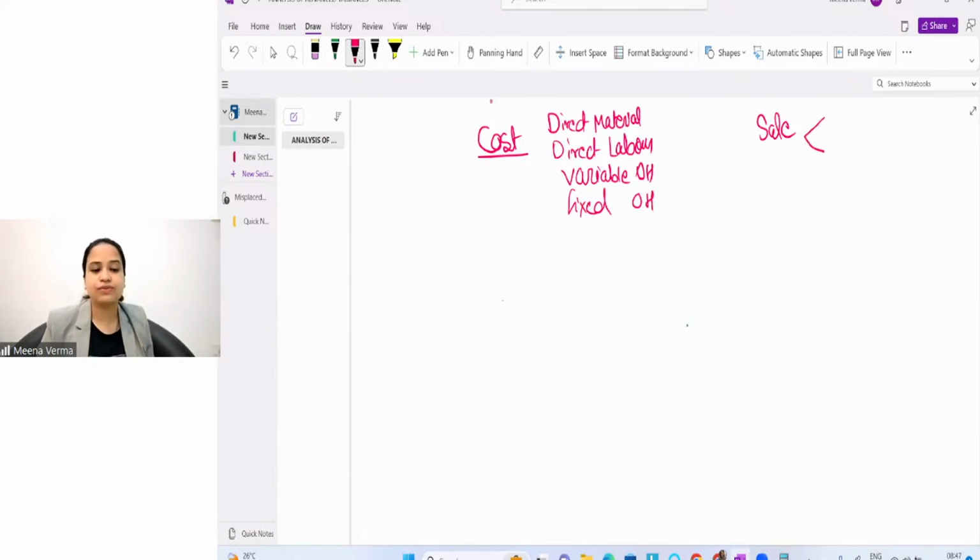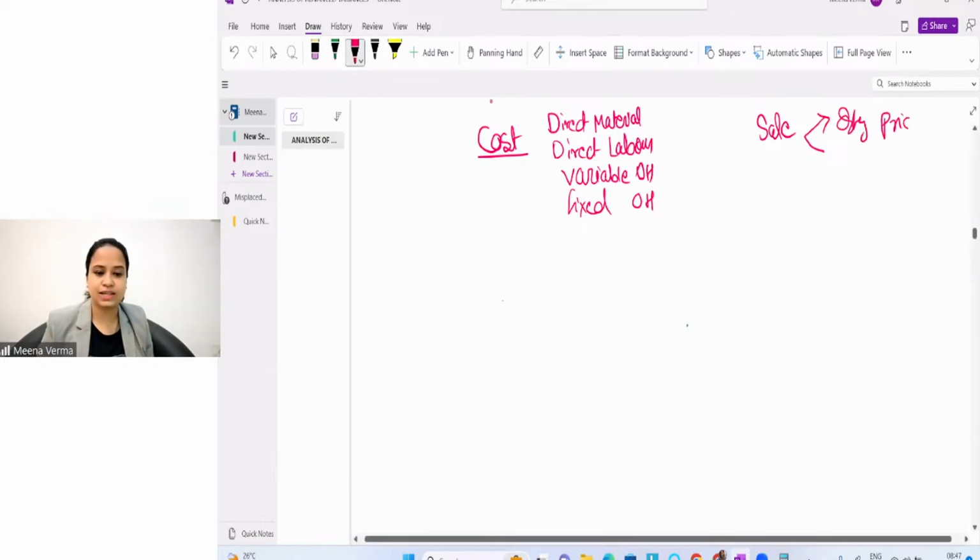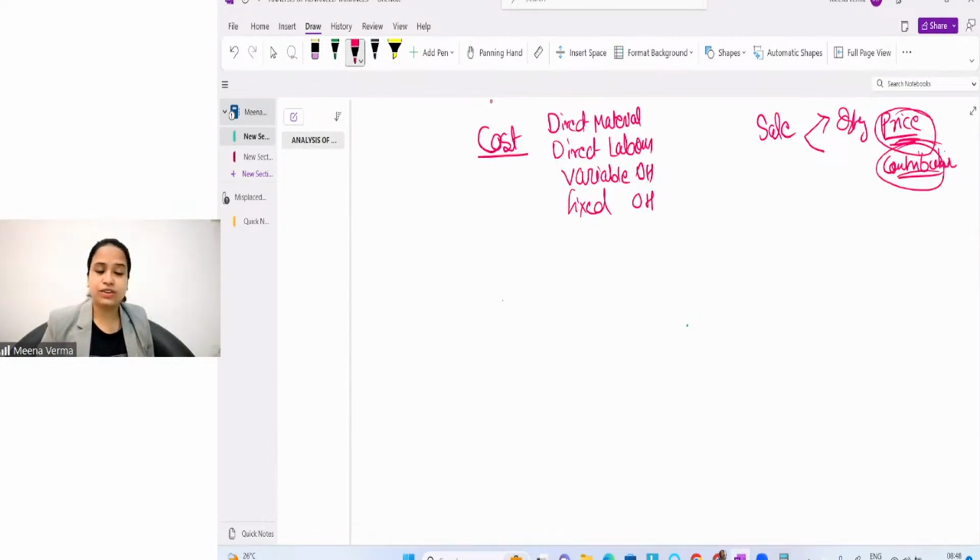For sales, we will see the quantity and the price at which we are selling. Sometimes instead of price, we consider the contribution also. You will see in the book, you will see the formula. Somewhere they are using the price, somewhere they are using the contribution. Both are correct, right? Somewhere we consider the price variance, sometimes we just consider the contribution variations. So the point is that we find the variation for everything. Let's start with the material variations.